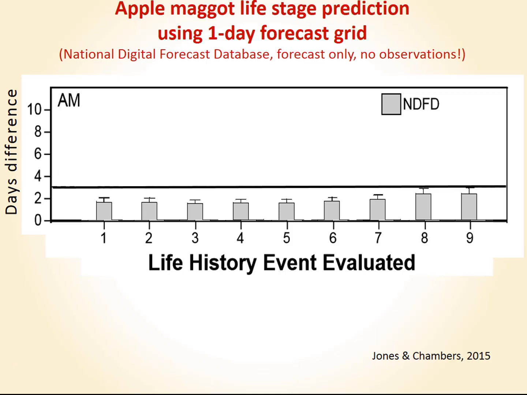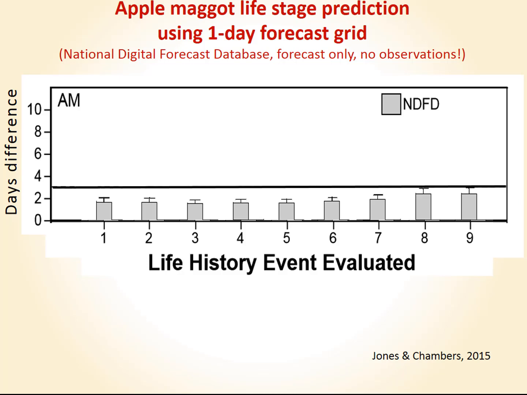And so this was kind of the bottom line. They decided that 3 days, if the difference in the decision support estimate, like when do you need to spray for this apple maggot? When do they come out of the ground? Okay, that's a key tree fruit pest. And they said if the difference is less than 3 days, we're not going to worry about it too much because the grower's response time is kind of in that range.